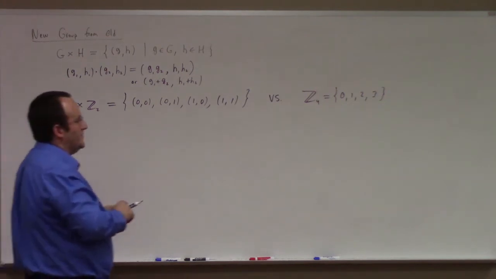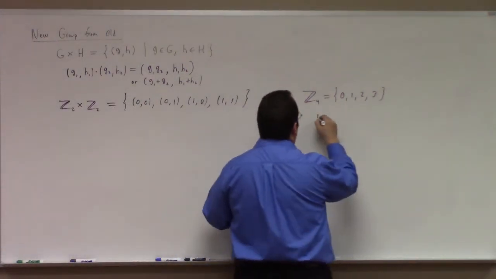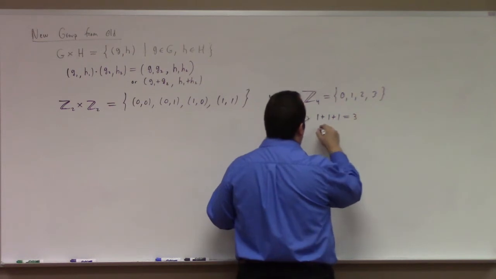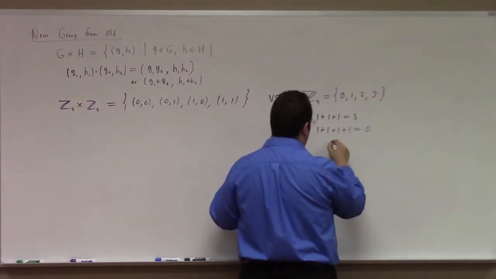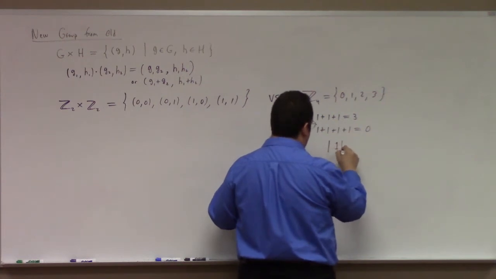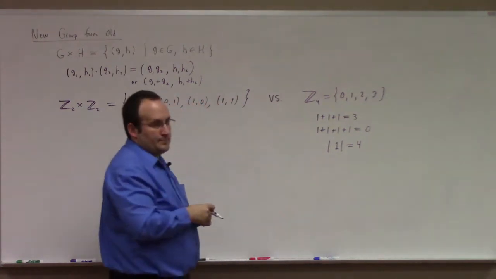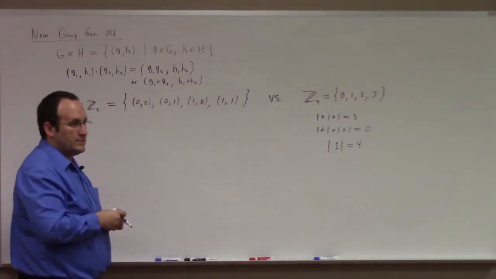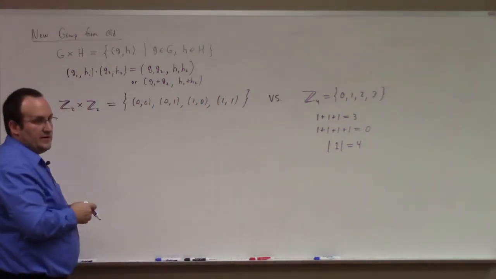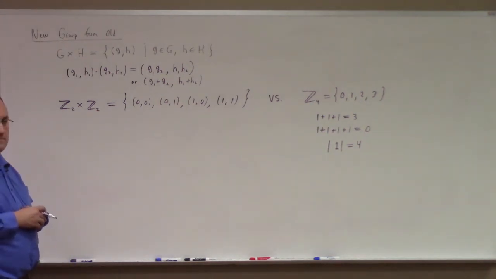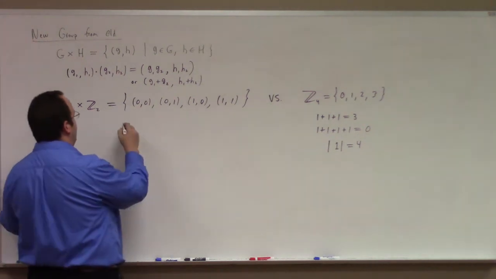How about this one over here? You notice that 1 plus 1 plus 1 is equal to 3, but 1 plus 1 plus 1 plus 1 is equal to 0, right? The order of the element 1 is 4. Over here, is there an element of order 4? I mean, we can just go down the list.